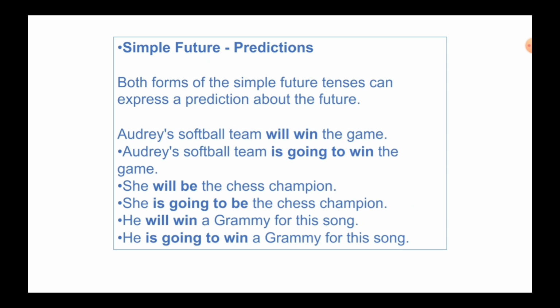Simple future predictions. Both forms of the simple future tense can express a prediction about the future. Audrey's softball team will win the game. Audrey's softball team is going to win the game. She will be the chess champion. She is going to be the chess champion. He will win a Grammy for this song. He is going to win a Grammy for this song.